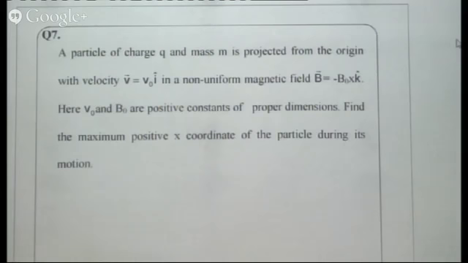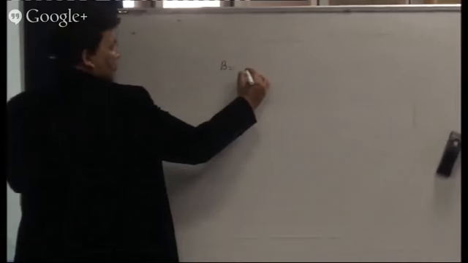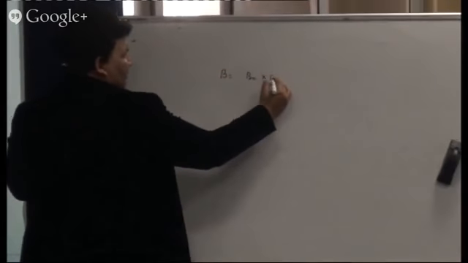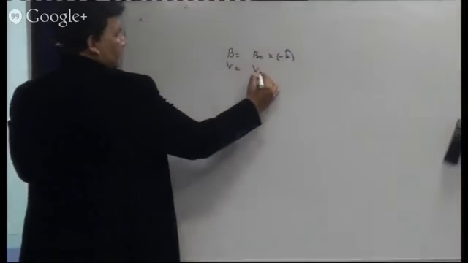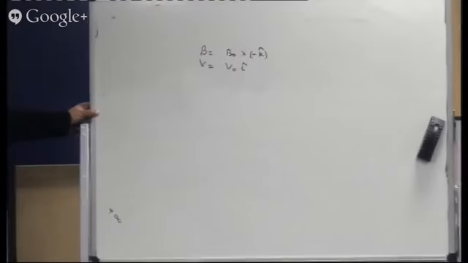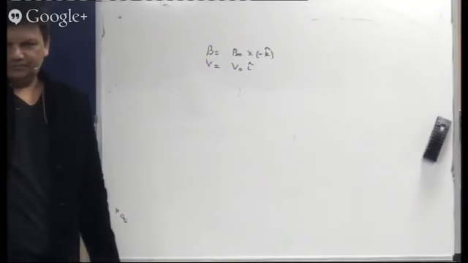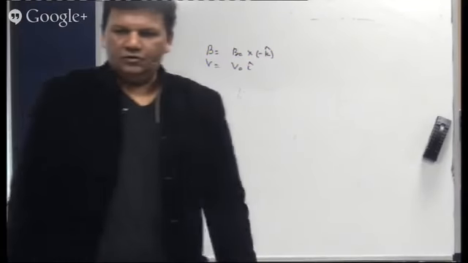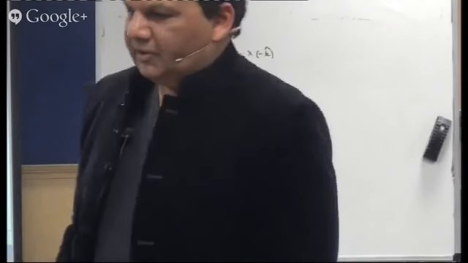Okay. So what is the situation? The situation is that we have B equals, say it loudly, B naught x, and what is he asking? Find the maximum positive x coordinate of the particle. You want to try on your own? You can try it together. Do it.